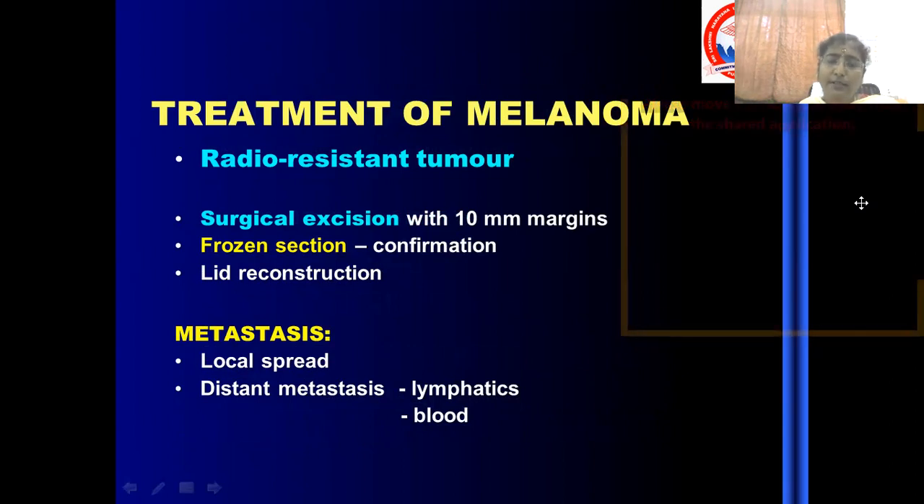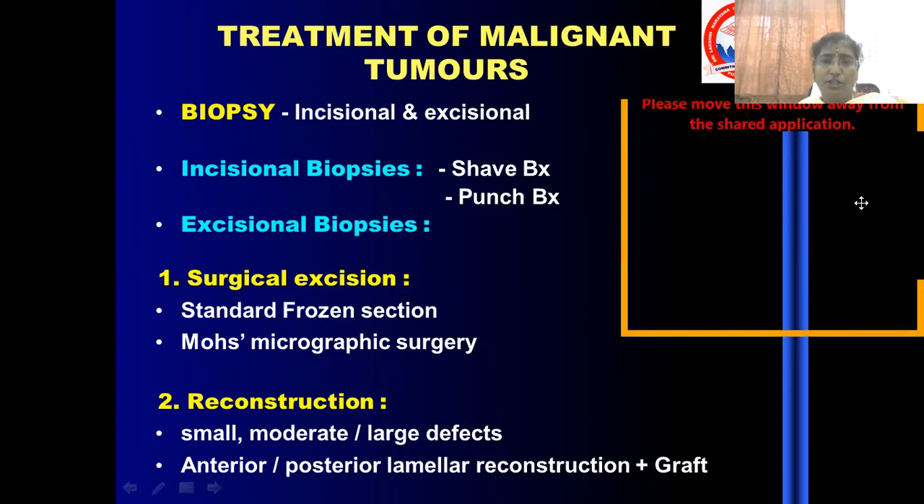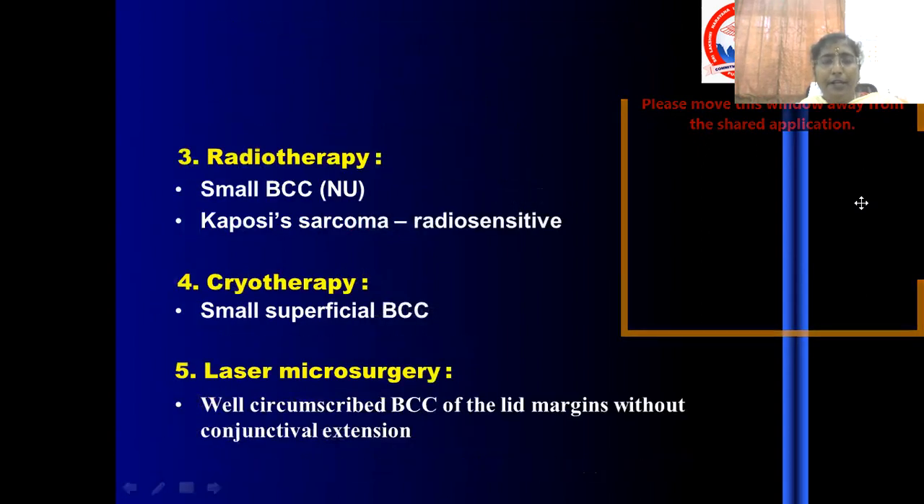Metastasis can go to local spread, and distant metastasis through the lymphatics and by the blood. Diagnosis is by biopsy. Incisional biopsies include shave biopsy and punch biopsy, or excisional biopsy. Surgical excision is with the standard frozen section and Mohs micrographic surgery. Reconstruction is for small, moderate, or large defects, with anterior or posterior lamellar reconstruction with graft.